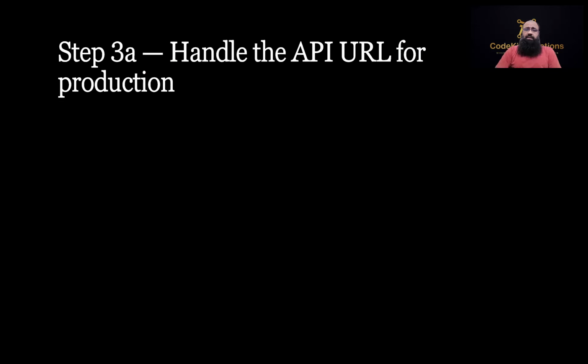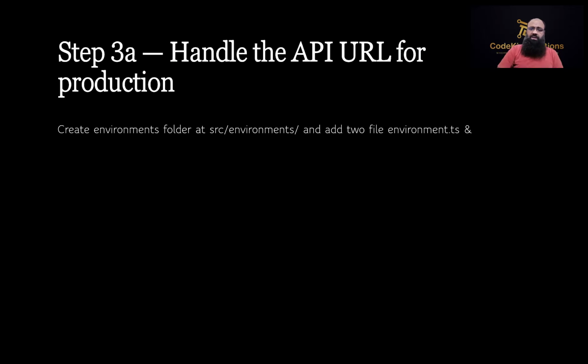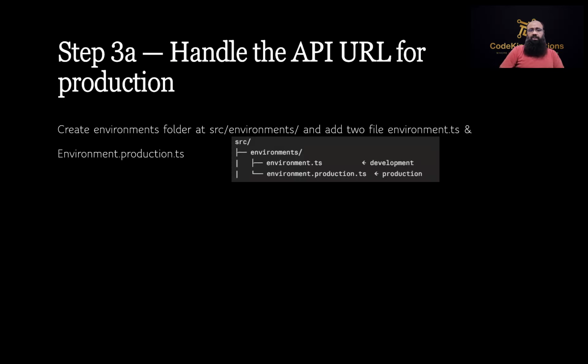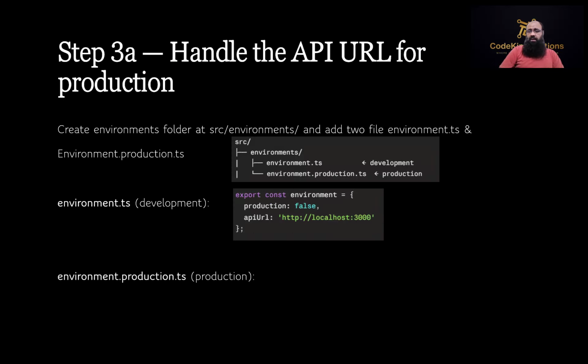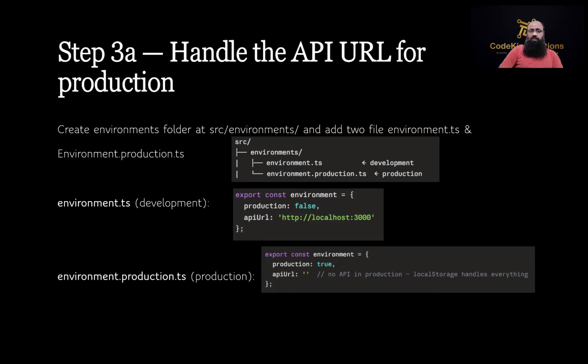So let's just try doing one more thing. If we are working on local, we might be using the API URL. And if we are on production, we might be using the production environment. So let's try creating two environments. Let me create those and then we can move further.